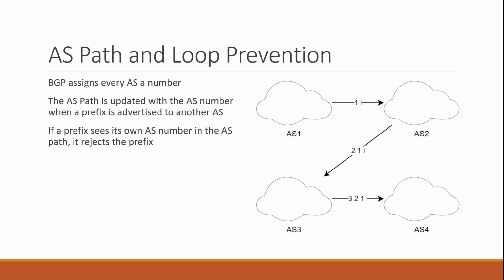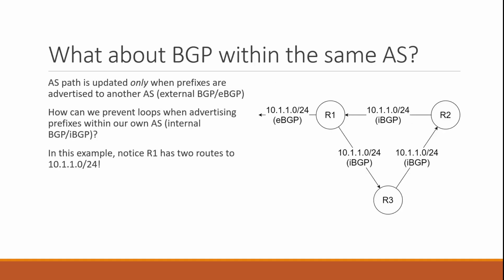Sounds simple, right? Unfortunately, AS path is only updated when a prefix is advertised to a different AS number. The problem comes when we want to advertise something to a router with the same AS number. We won't update the AS path in this case, so there's no way for a router to determine if it's seen a prefix before, and we're right back where we started.